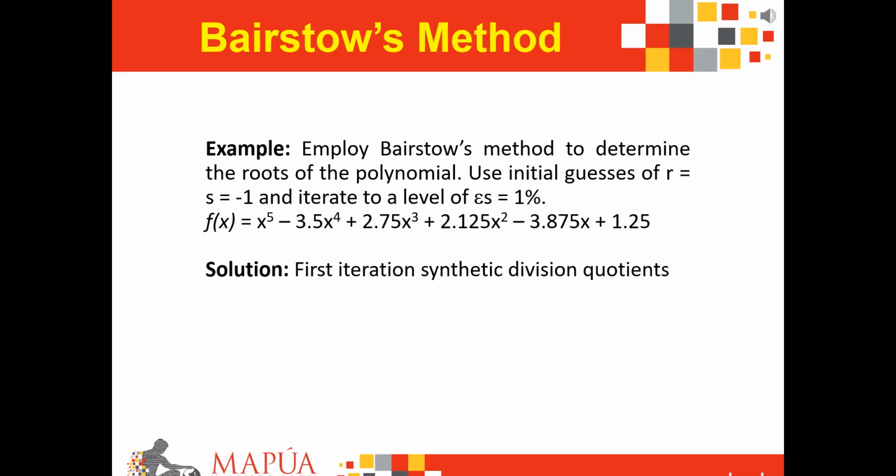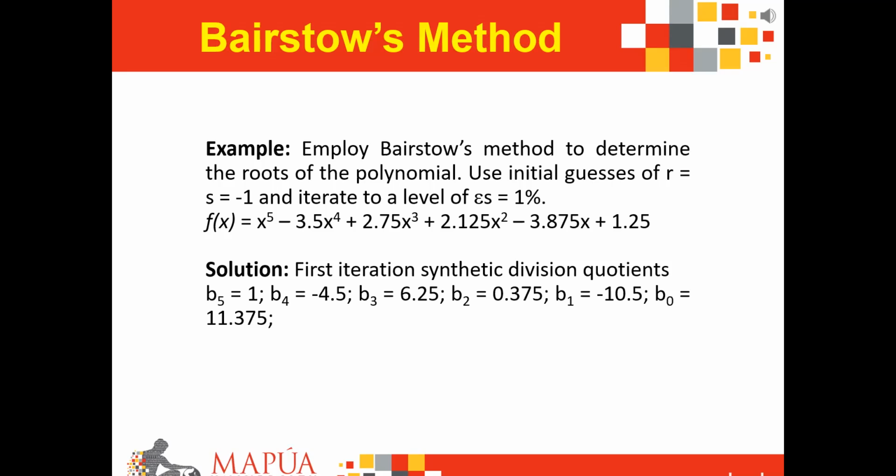The solution involves synthetic division on your fifth order polynomial function, which eventually leads us to a first level quotient equal to B5 equal to 1, a B4 of negative 4.5, a B3 of 6.25, a B2 of 0.375, a B1 of negative 10.5, and a B0 equal to 11.375.